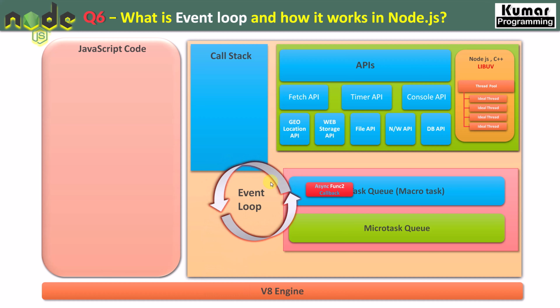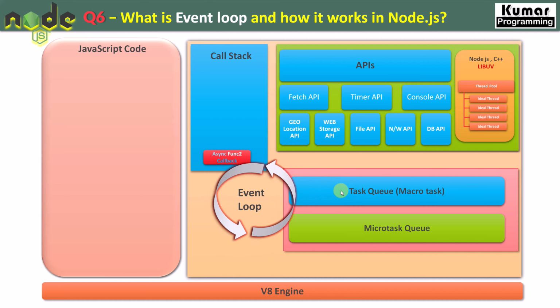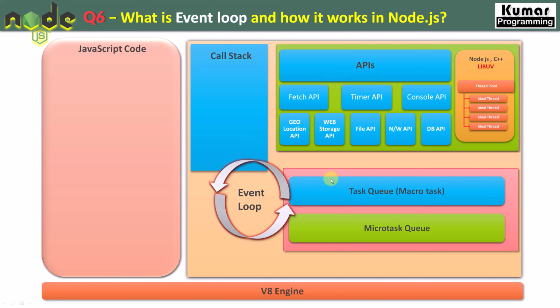Again the event loop runs, and the event loop will check whether we have anything inside the micro task queue or not. If we don't have anything inside the micro task queue, then after that this async function 2 will go back to the call stack, get executed, and go out from there, right? So all of this is happening inside the event loop in the background of Node.js execution, right?